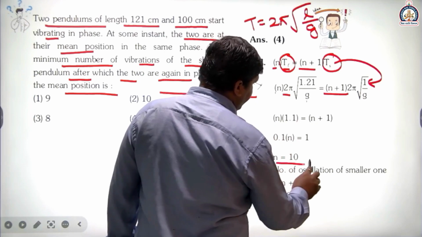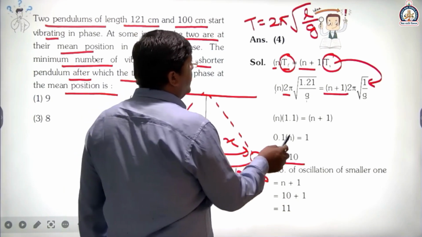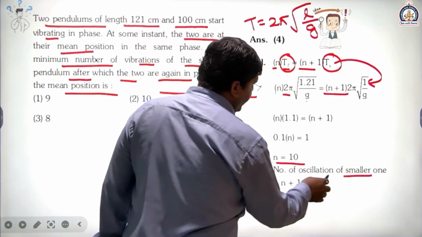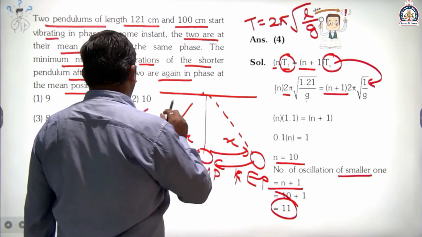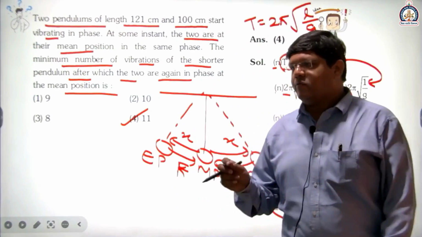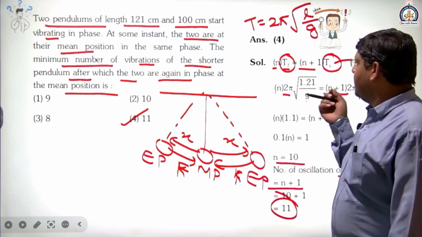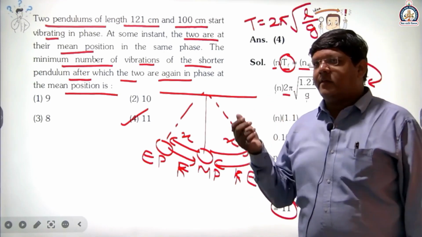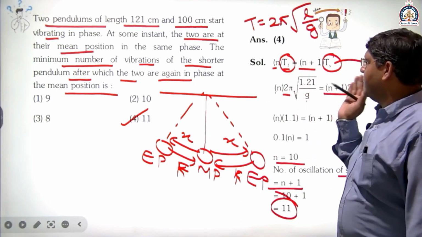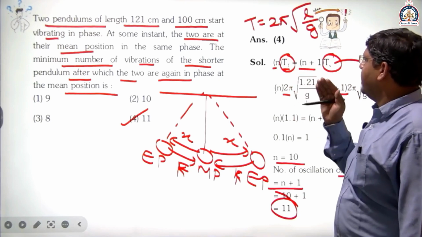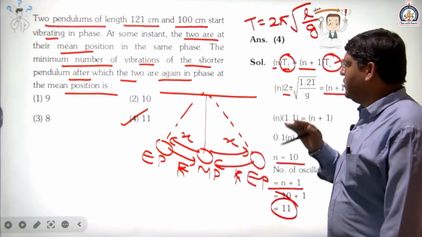And solving, we get N equal to 10. Now, N is the number of vibrations of the longer. If we have to calculate for the shorter, then it is N plus 1, and we get 11. So the option is number 4. Because we have used the variable N for longer and N plus 1 for shorter. This simply shows that as the length increases, the number of oscillations decreases; they have an inverse relation. For shorter it is N plus 1 and for longer it is equal to N.